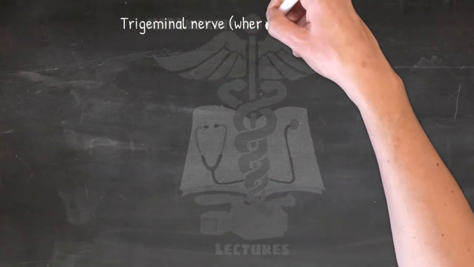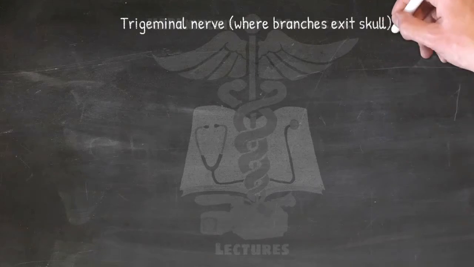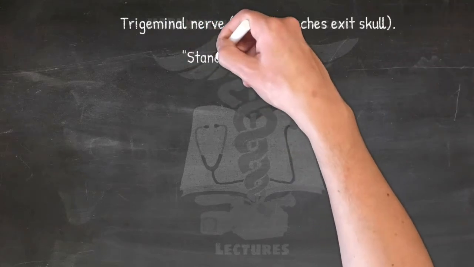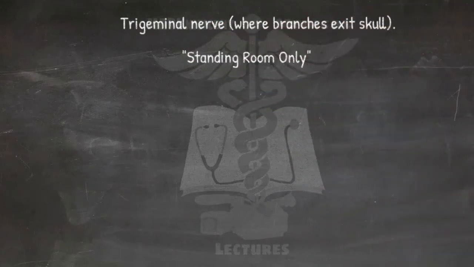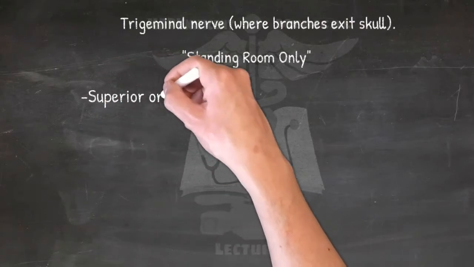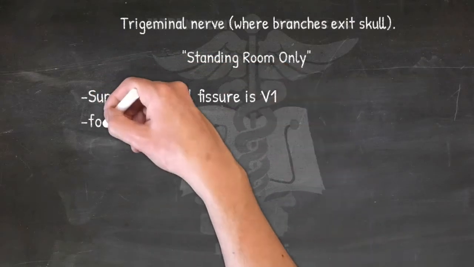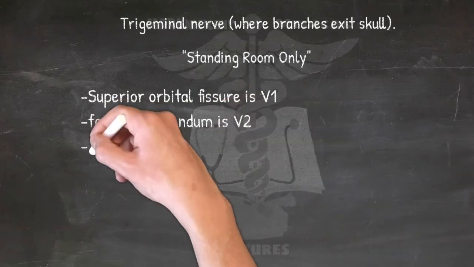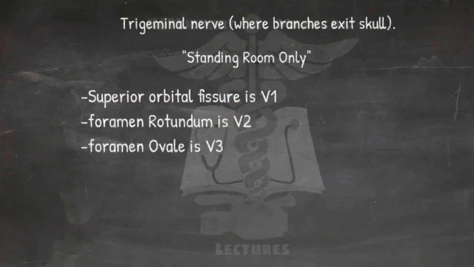Trigeminal nerve, where branches exit the skull. Standing room only. Superior orbital fissure is V1, foramen rotundum is V2, and foramen ovale is V3.